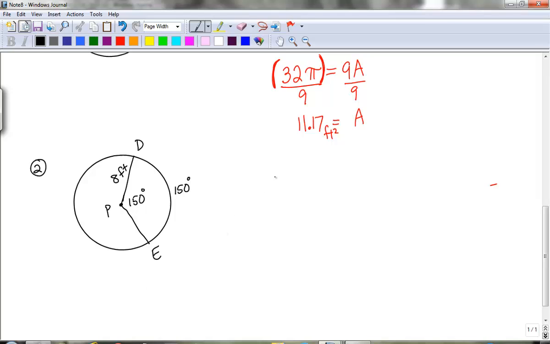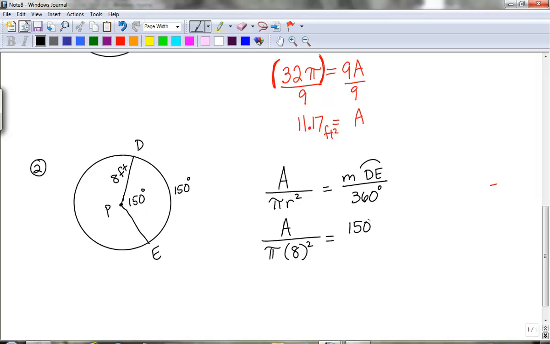Okay, formula. Area of the sector divided by the area of the whole circle, pi r squared, equals the measure. In this case, my arc is DE, and the whole circle is 360 degrees. Area of the sector, I don't know. The radius is 8. 150 degrees over 360 degrees. Now, reduce it. Quickly, you can reduce the 10. 3 goes in there, what, 5? 3 goes in there. I get 5/12. Should you agree with that?